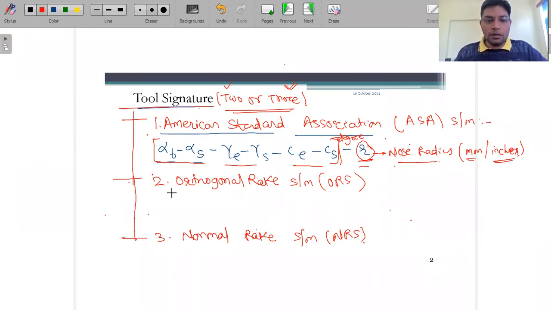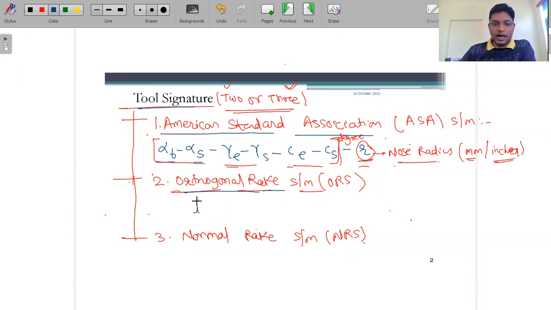Now, if we talk about the orthogonal rake system, making the single point cutting tool using these figures was easy, using terminology like back rake angle, side rake angle, clearance angle, and cutting edge angle. But for the orthogonal system, it's typical. So I'm just using the parameters used in the tool signature. First, I will tell you the difference between ASA and ORS, and how to write the tool signature in the ORS system.